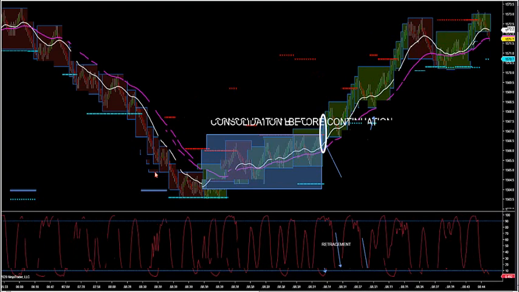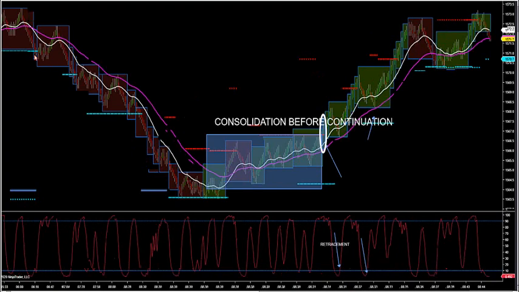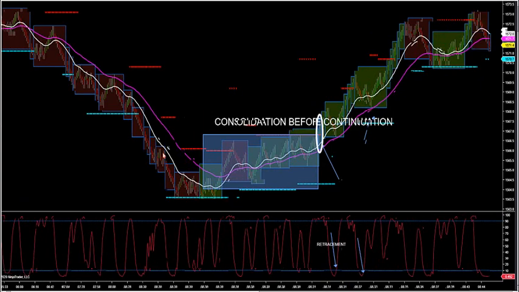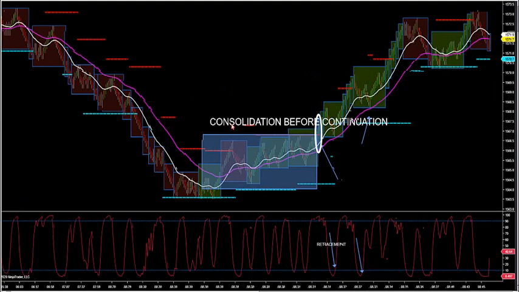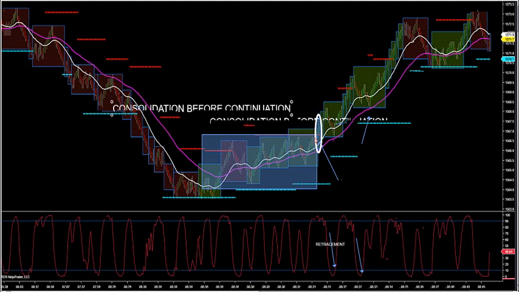Look at 6 o'clock this morning. Look at the speed bar here. Speed bar, retracement. Speed bar, retracement. Speed bar, retracement. Speed bar, retracement. 1, 2, 3, 4, 5 retracements on the downside. So it works both ways, on the downside and upside. Consolidation before continuation. That's how we do it.